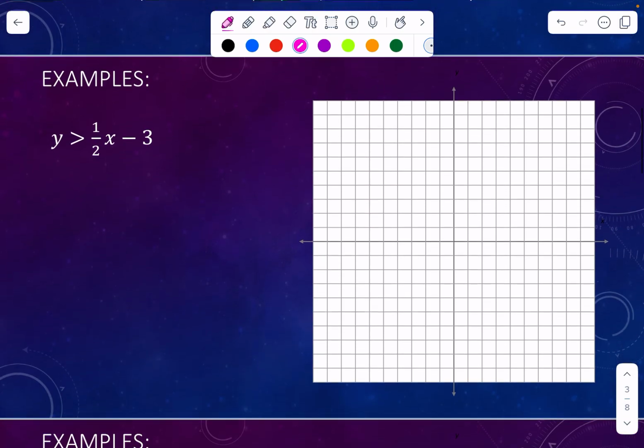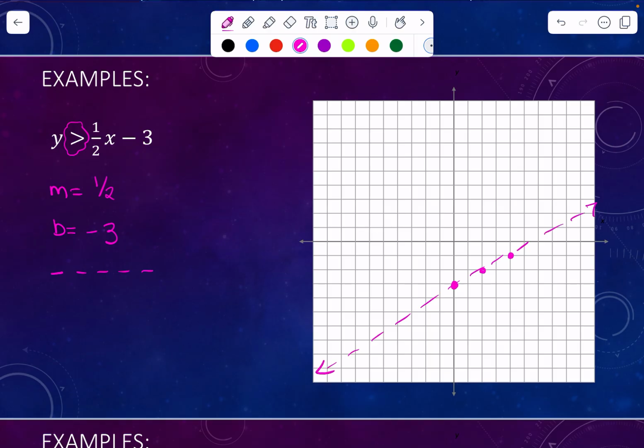Let's try this. So we're going to start off. First thing I'm going to ask you is what is the slope and what is the y-intercept? So if I look here, my slope is a half, my y-intercept is -3, and I also look at this symbol. That symbol means that my line is going to be a dotted line, meaning the line will not be part of the solution. So now what I do is I come over here, I go down 3, 1, 2, 3, I put a dot. From there, I move up 1, right 2, up 1, right 2, and then I'm going to simply make the line dotted that passes through those.